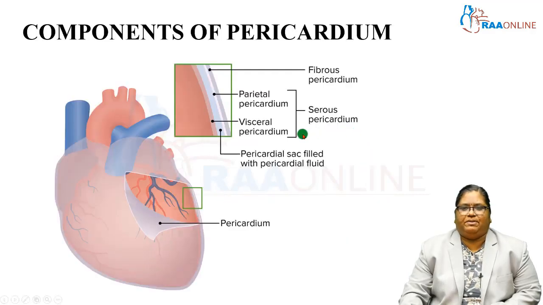What are the components of the pericardium? We have the fibrous pericardium and the serous pericardium. This serous pericardium is again divided into the parietal pericardium and the visceral pericardium. The pleura is only a serous covering, and the peritoneum is also a serous covering. But the pericardium alone is a fibroserous sac that surrounds the heart. So it has a fibrous part, that is one component, and the other component is the serous pericardium.